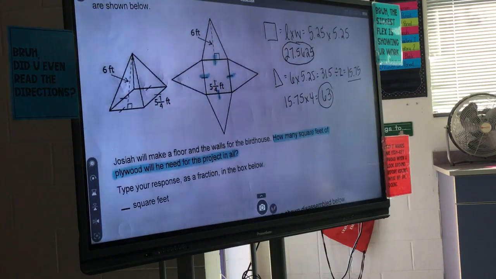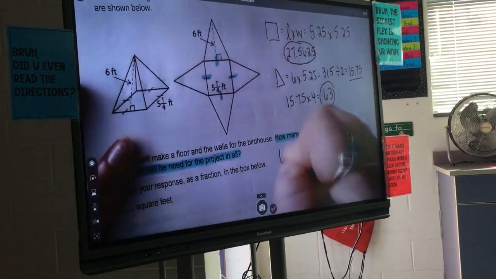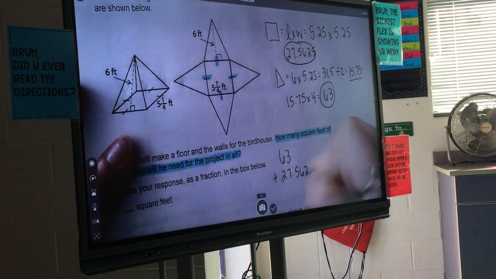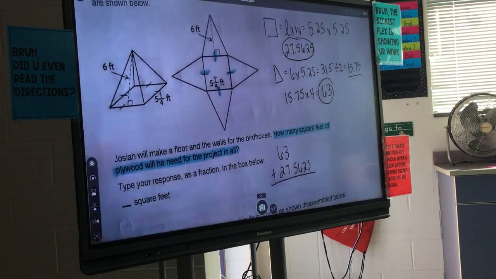Dominic. Add them together. So again, everybody on your calculator, type this in, raise your hand, and tell me what you get. Actually, go ahead, stand up. Do a little bit of movement.